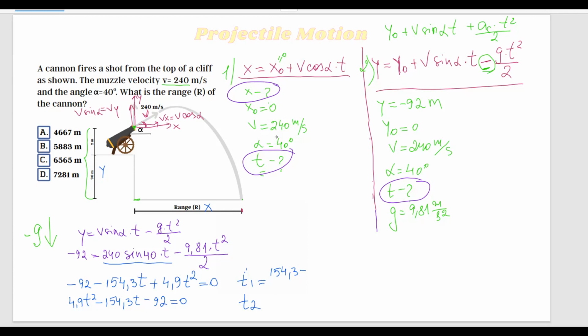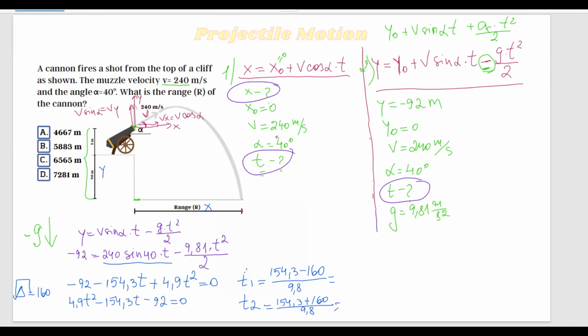If you calculate delta here, you're going to get delta. I'm not going to do that because it's going to take me too much time and I don't have enough space. So square root of delta is equal to 160 approximately. So we're going to use this value minus 160 over 2a. 2a is 4.9 multiplied by 2, and this gives you 9.8. So this is T1, and T2 is 154.3 plus 160 over 9.8.